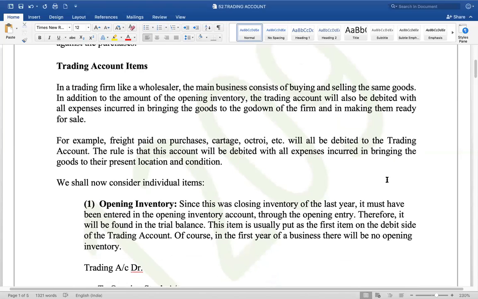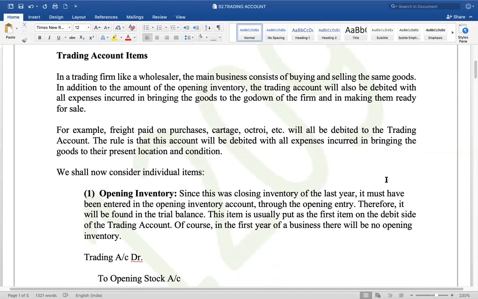Now, what are the items that we have to take into consideration while preparing trading account? Look at this. We have so many items. I'll just list them out one by one.